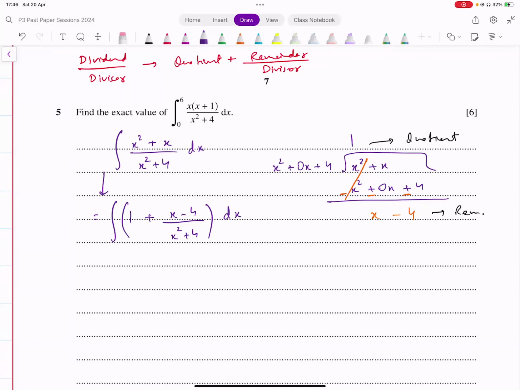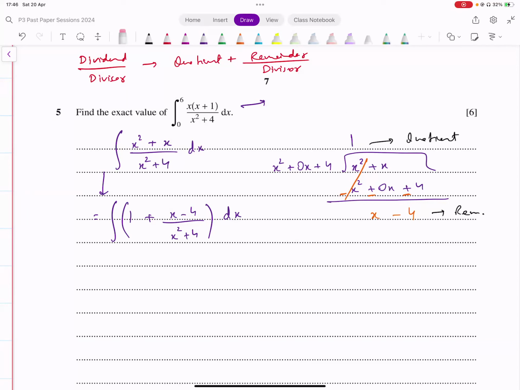Now, let me answer your questions one by one. So, Library, you're saying we could split it and then use the tan inverse rule. It still does not work because we would get x squared over x squared plus 4 plus x over x squared plus 4. On the second one, the ln rule could work. On the first one, nothing works. You will have to do long division on that anyway. So tan inverse would not work.